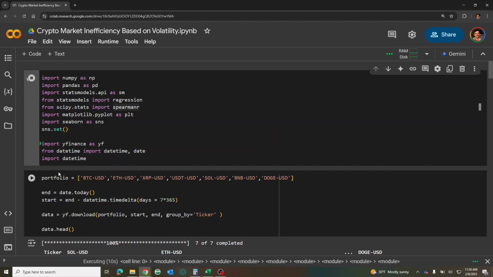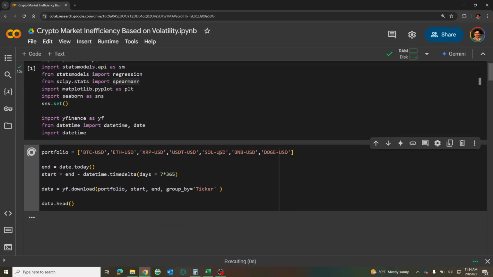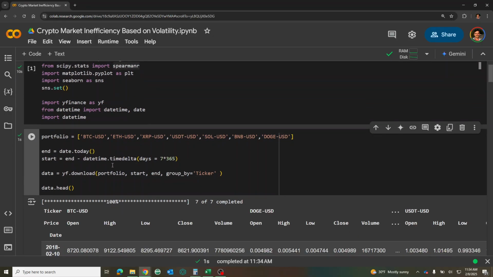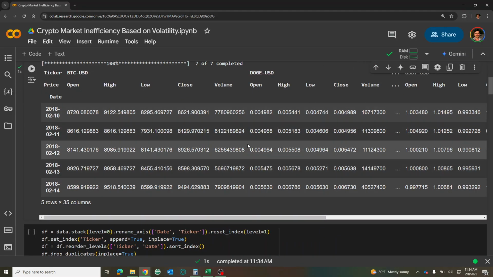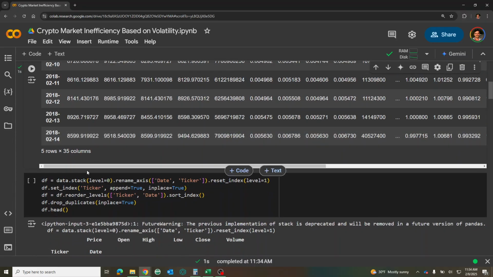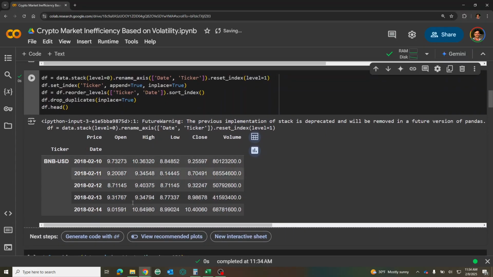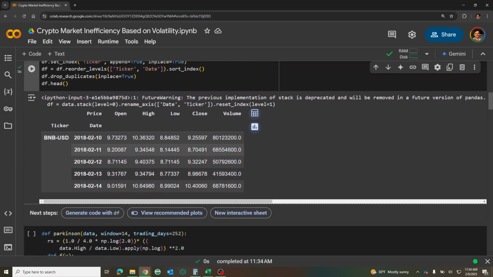So what we're going to do is get everything that we need, and then we're going to download the data. You can see I just grabbed a bunch of different cryptos off of Yahoo Finance. This is what it gives us. We need to rearrange this data, and we do that by stacking the date and ticker. We set that ticker as the index. We reorder the levels and drop the duplicates, and this is what we get now. Cool. So now we have our ticker, our date, open, high, low, close, volume.